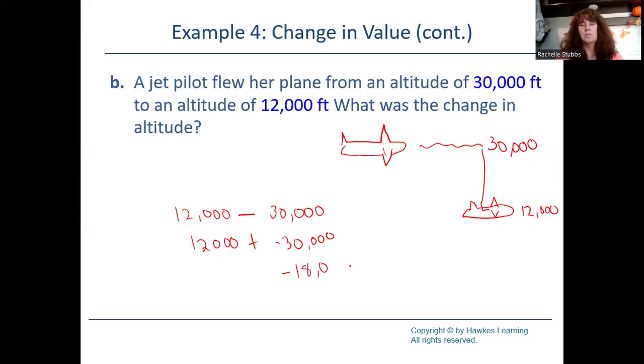It's really important that the ending value goes first and the beginning value goes second. Otherwise, you won't get the right sign suggesting that this dropped, okay? So it dropped 18,000 feet. That was the change in altitude, a negative altitude change.